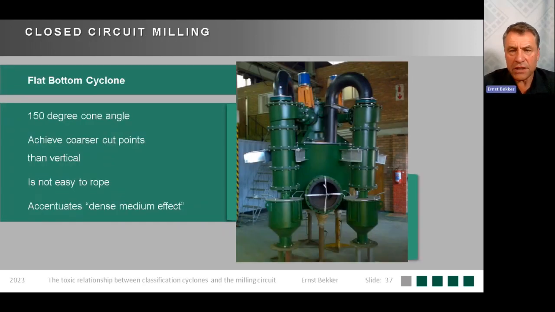Flat bottom cyclones, these are cyclones that are used when we are going outside the size range for a conical cyclone, but we may be too fine for a screen application. So flat bottom cyclones cut coarser, but the efficiency is slightly poorer than that of a conical unit. It is, however, not easy to rope. And if you've got multi-density material, we may enter a situation where there is a buildup of high-density material at the bottom end of the cyclone, and that can then be the initial stages of a possible dense medium effect. The flat bottom cyclone is therefore used for specific applications only.